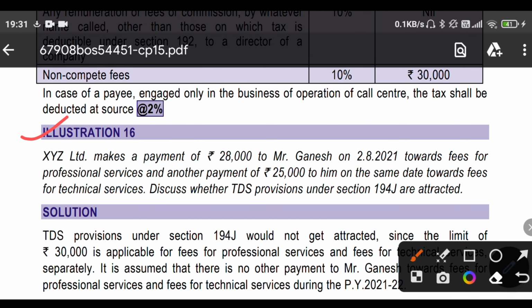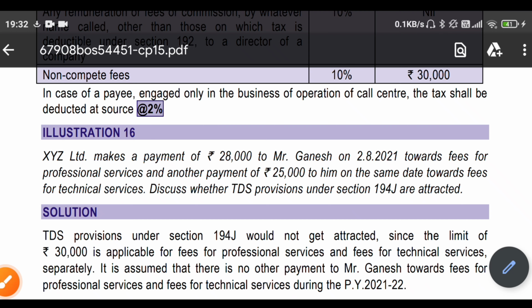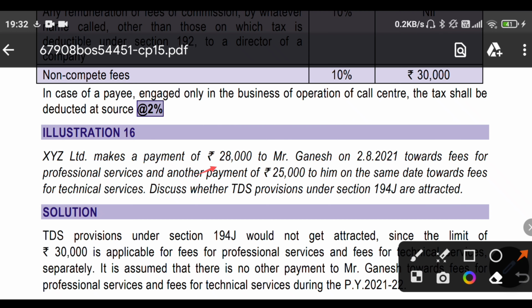Next is illustration 16. XYZ makes the payment of 28,000 to Mr. Ganesh on 2nd August 2021 towards fees for professional services, and another payment of 25,000 made to him towards fees for technical services. So will 194J be attracted or not? So here the first payment, 28,000, is for professional services and 25,000 is for technical services, and the threshold limit for section 194J is 30,000, right? So whether TDS is required to be deducted or not.